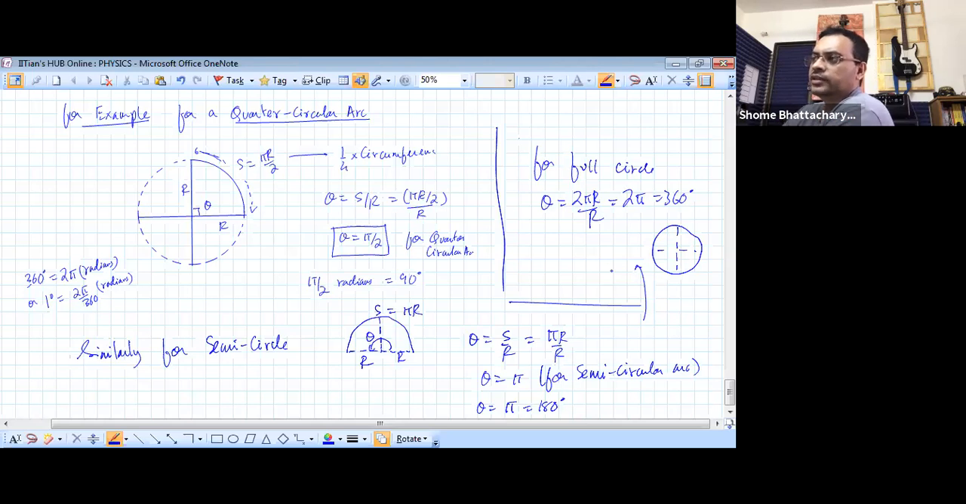Just like in trigonometry, you know that tan theta is perpendicular upon base for a right angle triangle. Similarly, cos theta is the ratio of base upon hypotenuse. So similarly, the definition of angle itself is also in terms of a ratio, but it is a ratio of what? Arc length upon radius. So when you rotate a radius through an angle theta, the arc that it traces is such a value that the ratio of that arc divided by radius is nothing but the angle measured in radians. Is this definition clear to all of you?